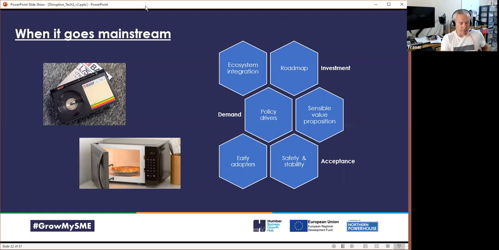The story of Betamax versus VHS is one that most people know, where a technological standard which was superior lost out to an inferior one because of relationships it had with the film industry and suppliers and supply chain. So it's not necessarily about how good your technology is, but how it fits within all of these components you see on this slide.